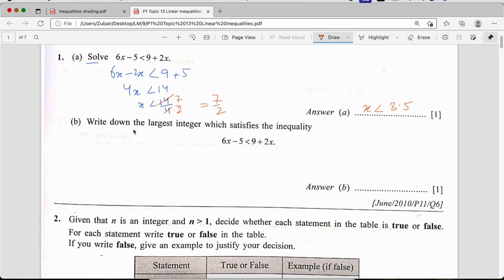B part says write down the largest integer which satisfies this inequality. Realize that this is the same question, and if I write the number line, this is my 0 for reference, this is 3.5, and x is less than 3.5. It is not included and he is interested in integer. Integer is a whole number, one thing, largest the second. So within this given number line or domain, the largest number is 3, which is the value of x.